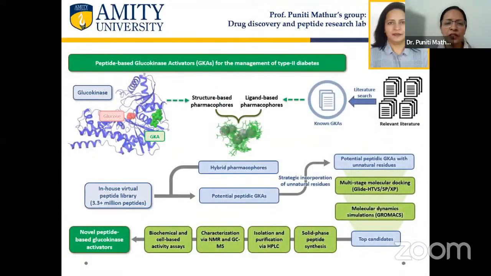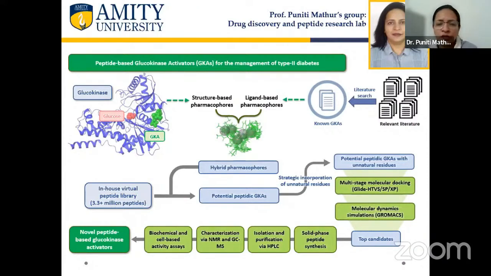Now, this particular peptide-based glucokinase activator is a project that was funded by the Department of Biotechnology in my lab. And here we have actually done some good work where we could do some in silico work. So glucokinase is a protein which is implicated in diabetes. So we design glucokinase activators which bind to the allosteric site of this protein. And these activators have been shown to be really important in managing type 2 diabetes.